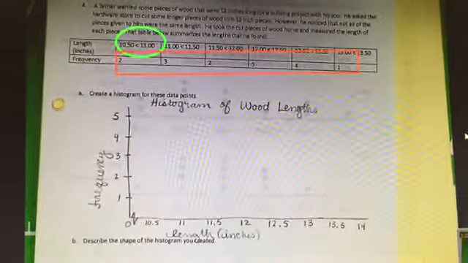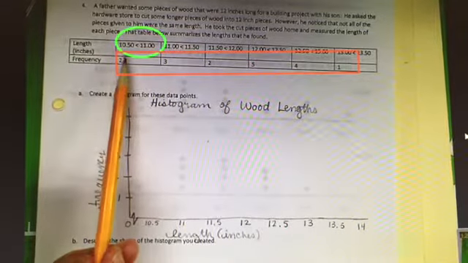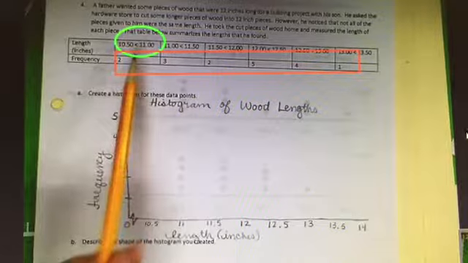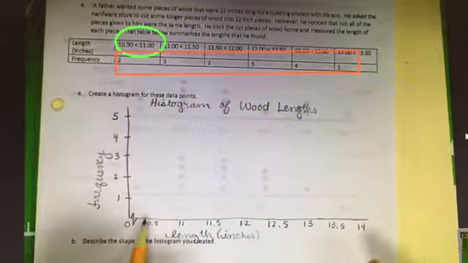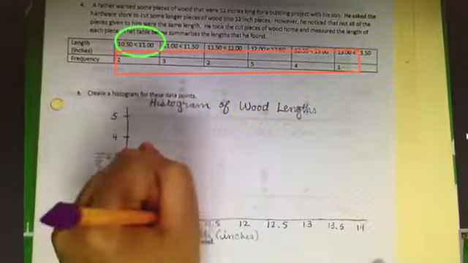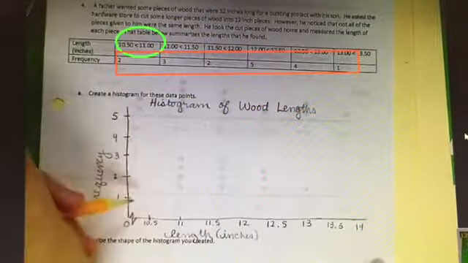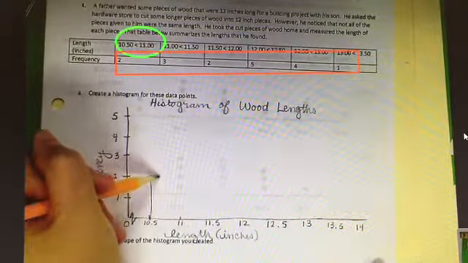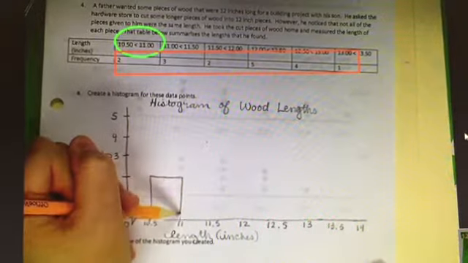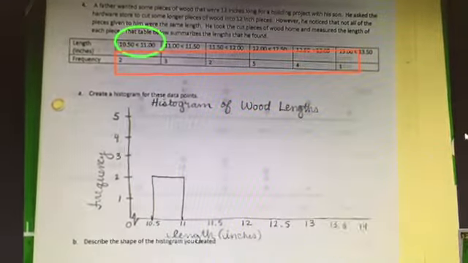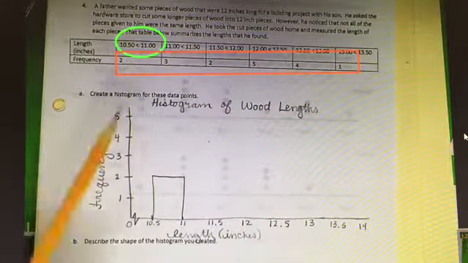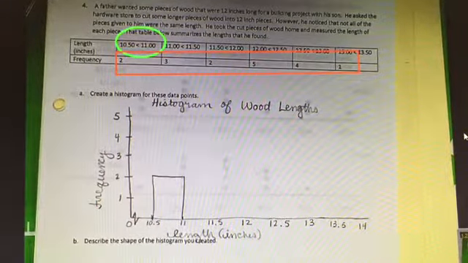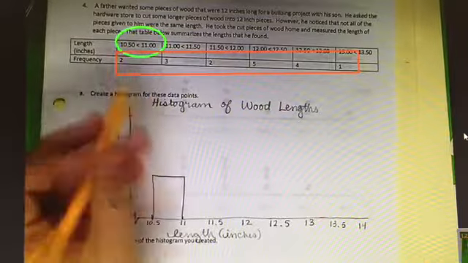All right. So now we have numbers 10 and 5/10 to numbers less than 11 is 2. So we're going to start at 10 and 5/10, right? And go to 11. How high does this need to go up? Up to 2. And then over on the 11, we're going to do 11 to numbers less than 11 and 5/10. That goes up to 3, correct?